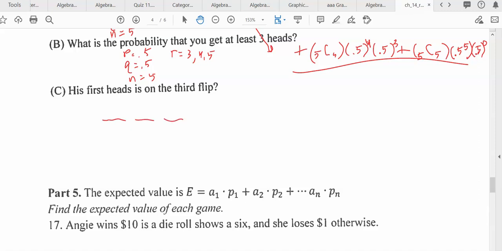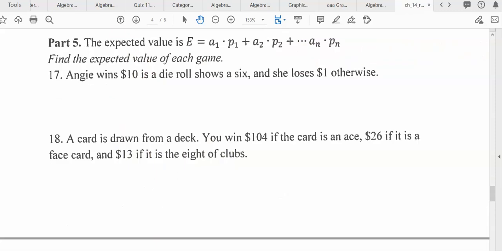So I want to get tails, and then I want to get heads. That's definitely what I want to happen. So the probability of getting tails is 1 out of 2 times 1 out of 2 times 1 out of 2. So we get 1 out of 8 would be the answer here.